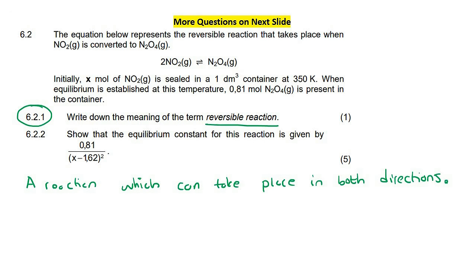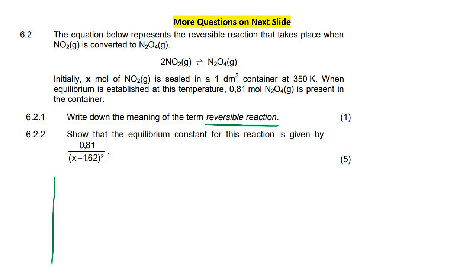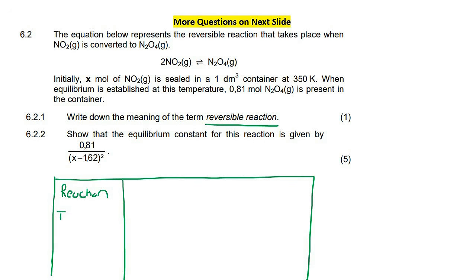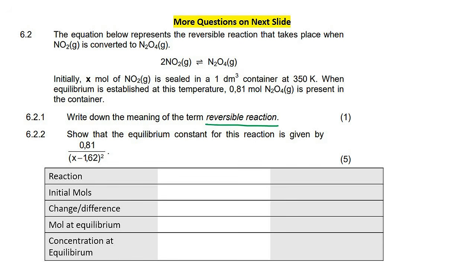Okay, so for this next one, we're definitely going to do a Kc table. So let's go make our table. Remember, our table always has reaction, initial moles, then the difference, or you might call it the change. Then it's your equilibrium moles, so moles at equilibrium. Let me make this bigger. There we go, that looks a lot better. And then we have our reaction: 2NO2 in the gas phase goes to N2O4 in the gas phase. And then this is a line over here.